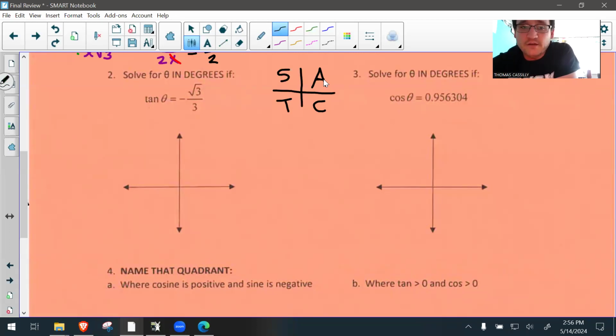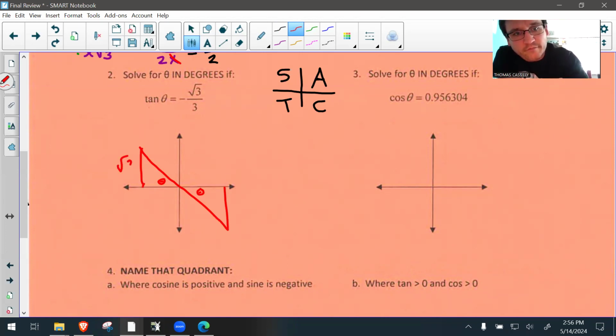So if we have a negative square root of 3 over 3, that tells us the tangent is negative in quadrant 2 and quadrant 4. All right. So here are the thetas. And they want to know what angles are associated with that. If we want to think about it, it's the opposite over the adjacent. So this is our square root of 3. This is our negative 3. Whereas over here, this is a positive 3, and this is a negative square root of 3. All right, so that's what's going on here.